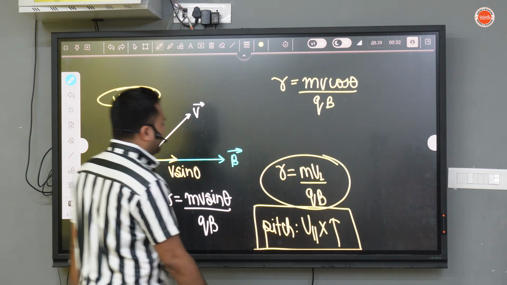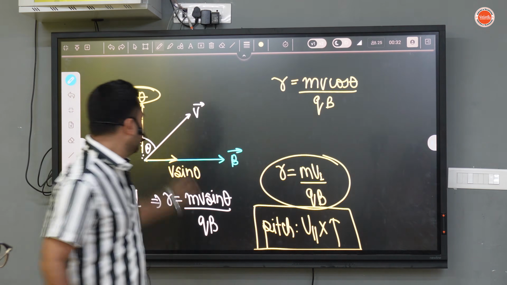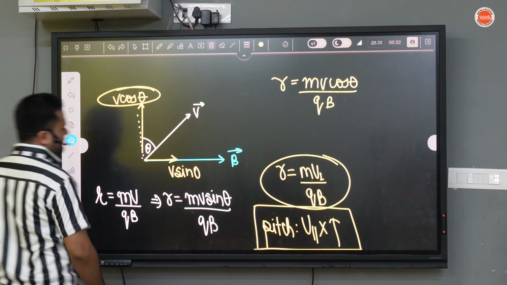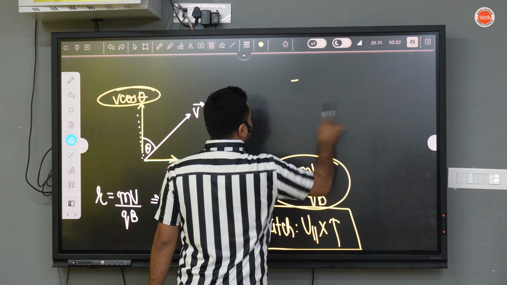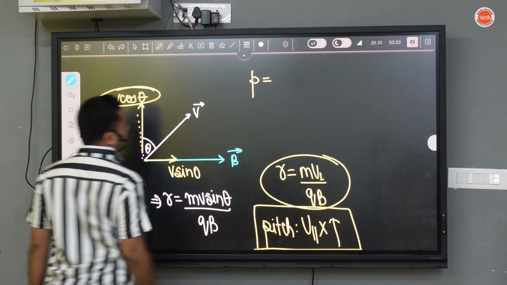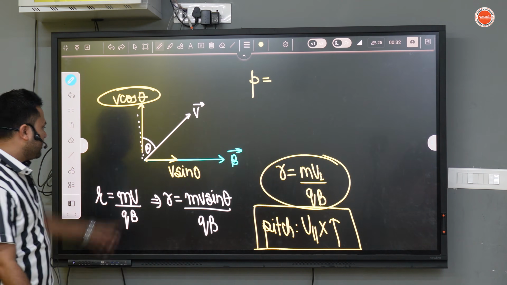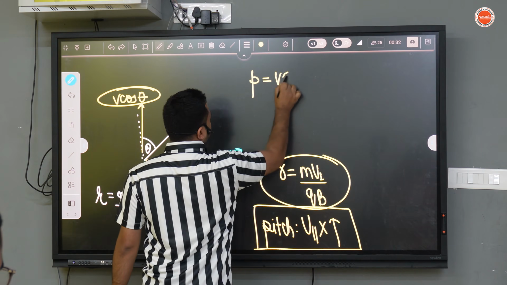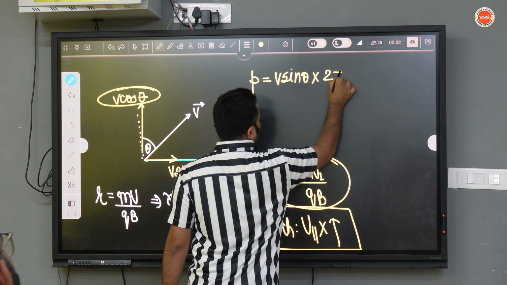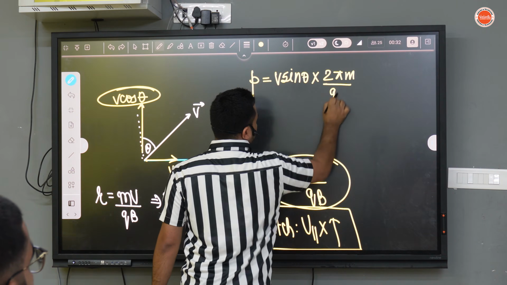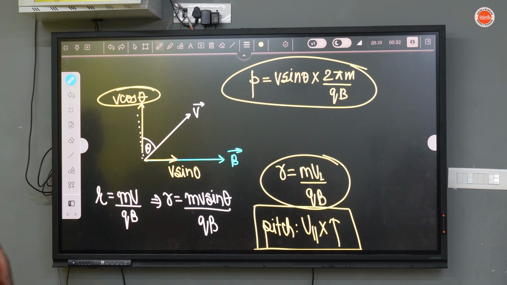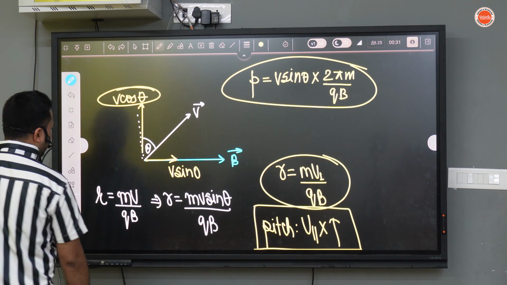So in this question, can you tell me what will be the pitch formula? V sin theta into 2 pi m upon q. See, I am writing. If I write pitch, so distance equals speed multiplied by time. Speed is v sin theta, multiplied by time, 2 pi m by qB. Correct? Now it is clear, right? Okay, see.